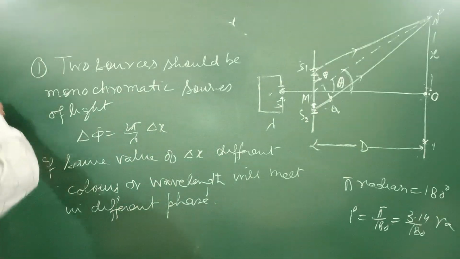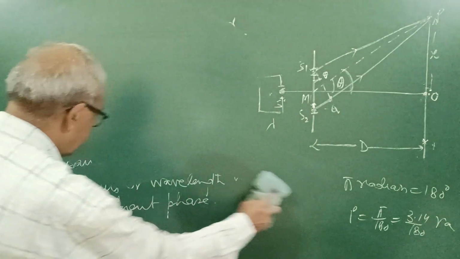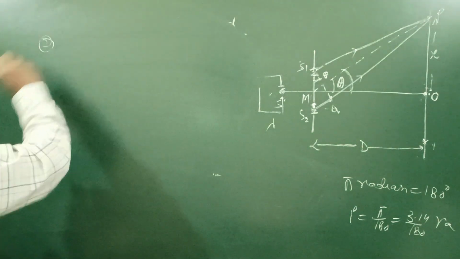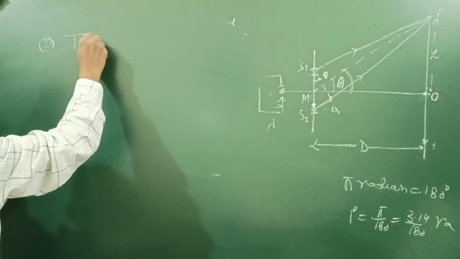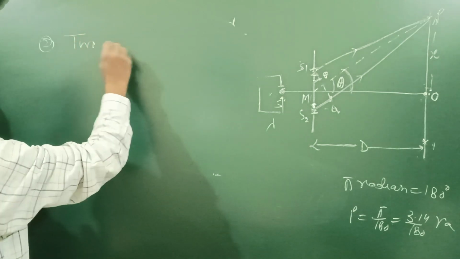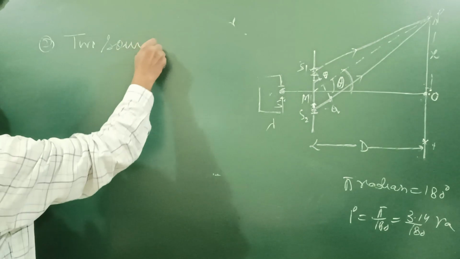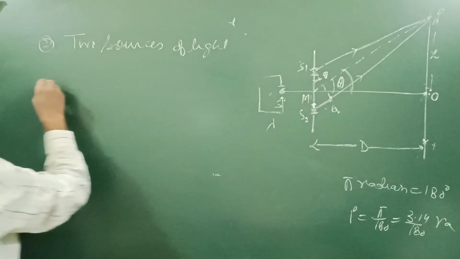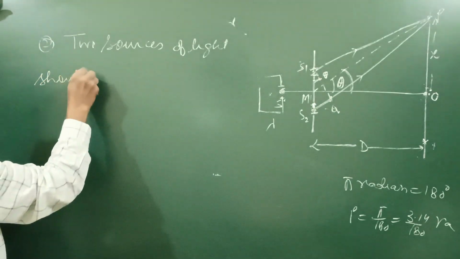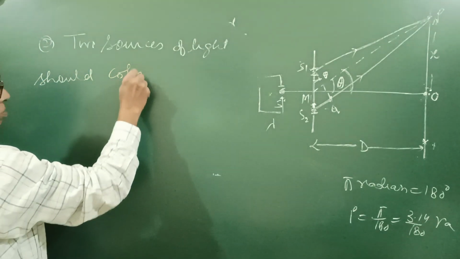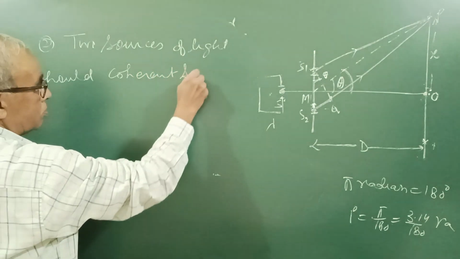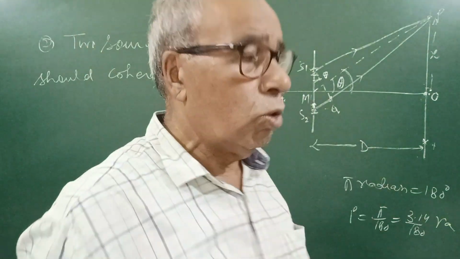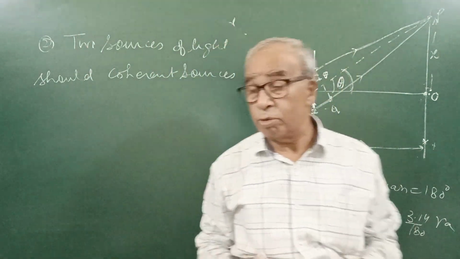This is the first condition. Number 2 condition: the two sources of light should be coherent. I have told in the last video the meaning of coherent and monochromatic sources.